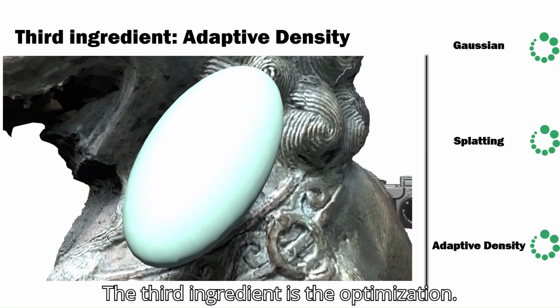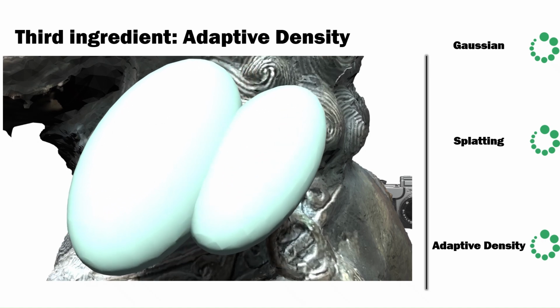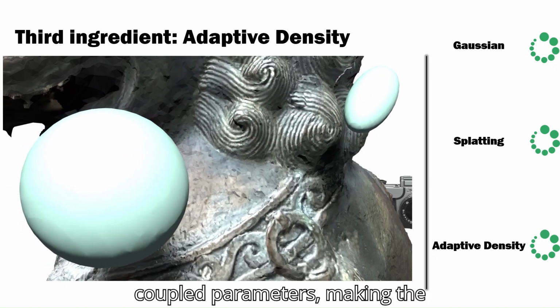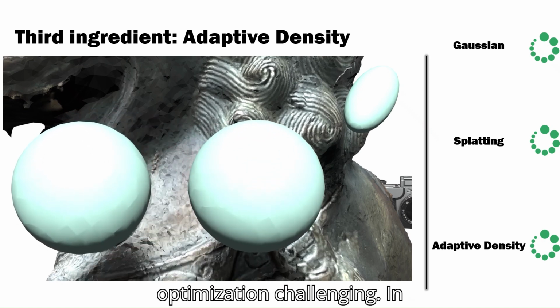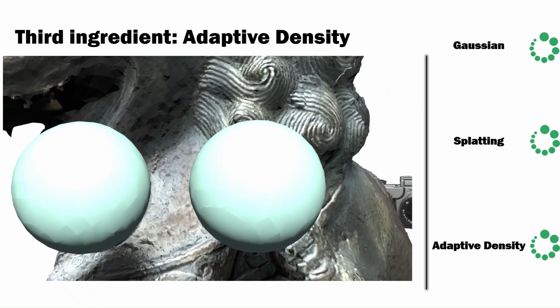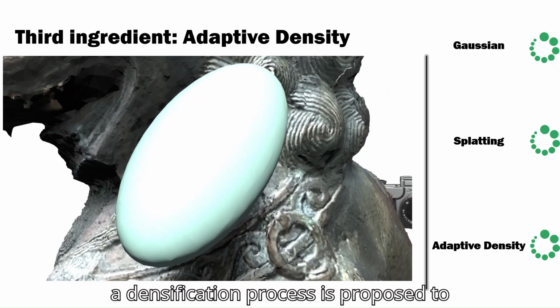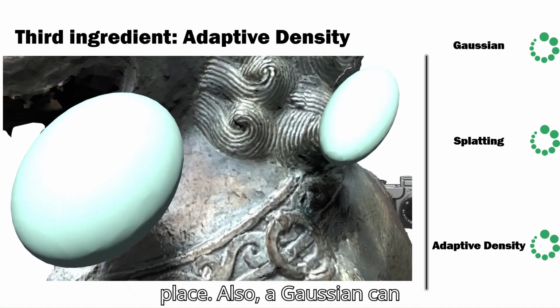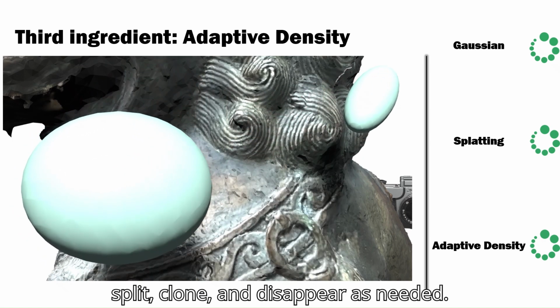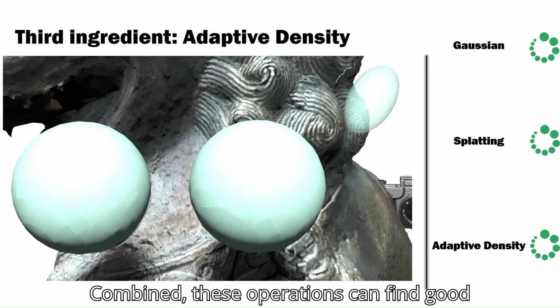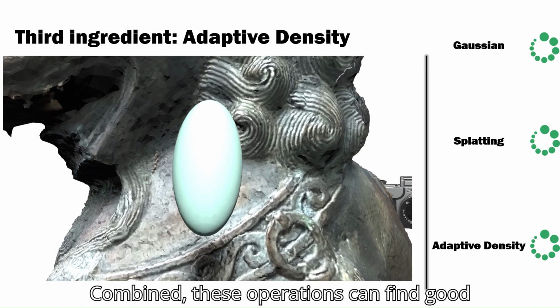The third ingredient is the optimization. Gaussian splatting optimizes millions of coupled parameters, making the optimization challenging. In addition to stochastic gradient descent, a densification process is proposed to add and allocate Gaussians to the right place. Also, a Gaussian can split, clone, and disappear as needed. Combined, these operations can find good quality local minima.